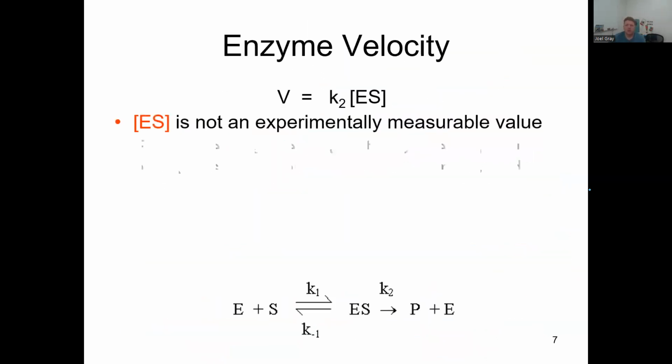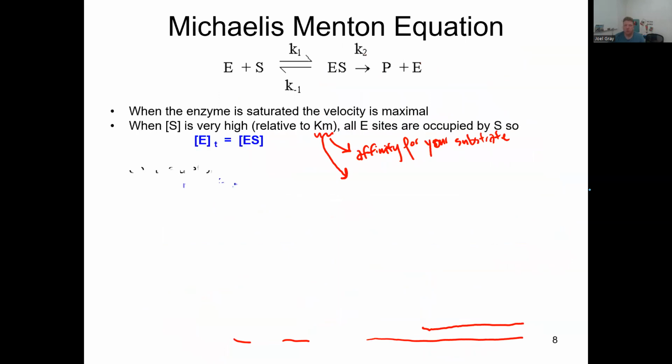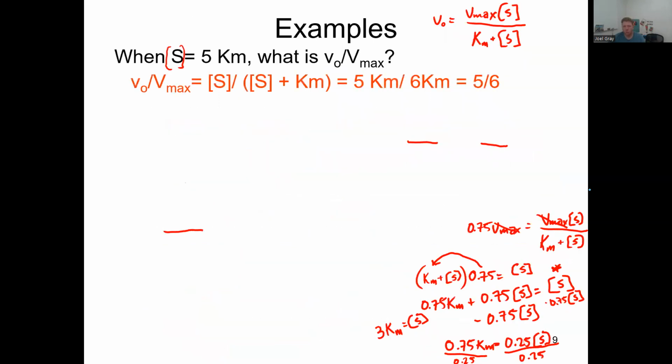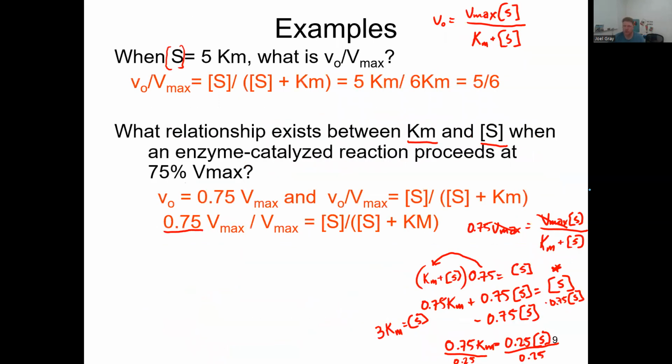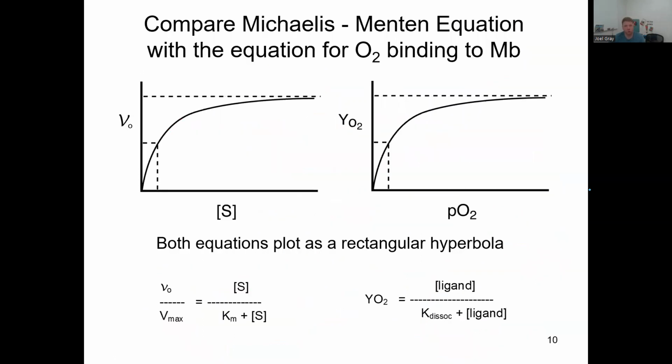Now, these two practice problems, I think, are great ways to look at substrate concentration and Km. And you should expect a question like that, or like those two. Now, this just shows how I wanted to compare the Michaelis-Menten equation and plot of the Michaelis-Menten equation with an oxygen binding curve for myoglobin.